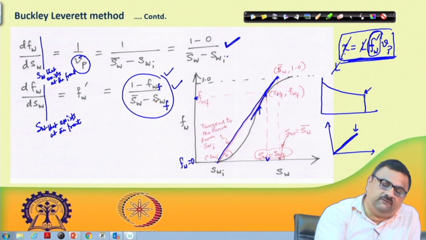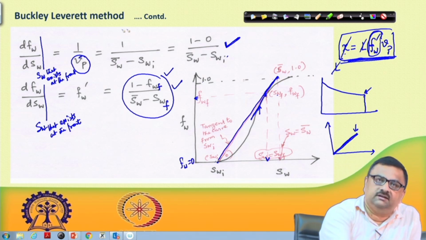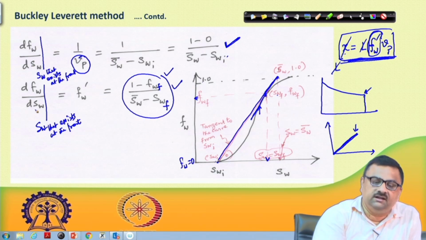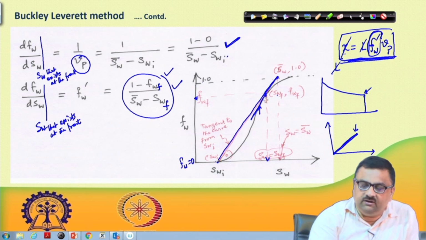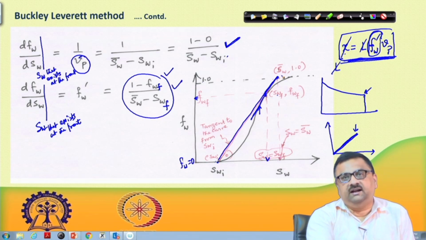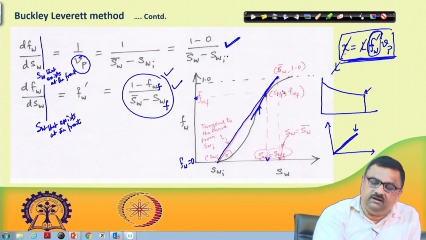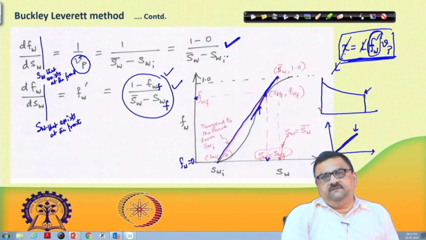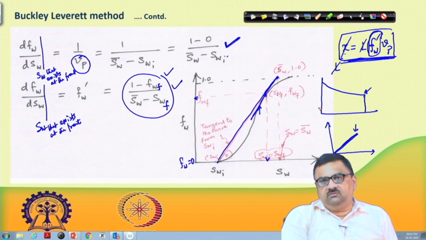Then that fits perfectly to this definition, because I have to satisfy both these FW prime values, and this is only possible if we call this SWF and further extend, and wherever it hits we call that SW bar. So, this is going to be a very crucial figure altogether, because suppose I give you the expression for KRO and KRW, or KR wetting phase and KR non-wetting phase.